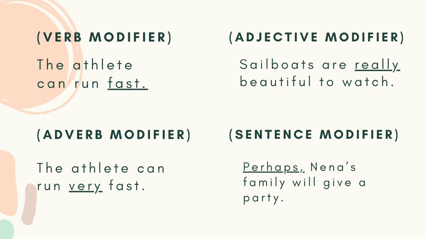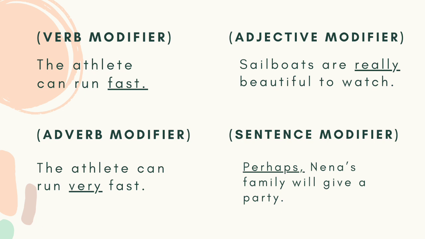Next is adjective modifier. Sailboats are really beautiful to watch. The adverb in this sentence is really, and it modifies the word beautiful. Next is adverb modifier. The sentence is, "The athlete can run very fast." In the sentence, the adverb is very, and this time it modifies the adverb fast.